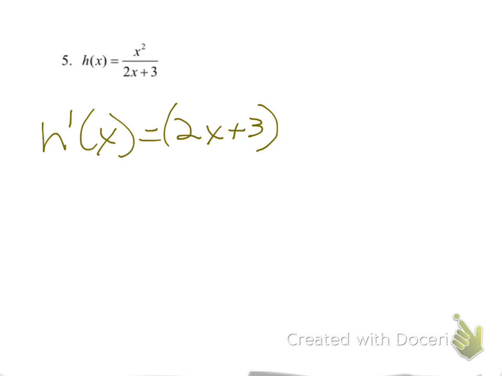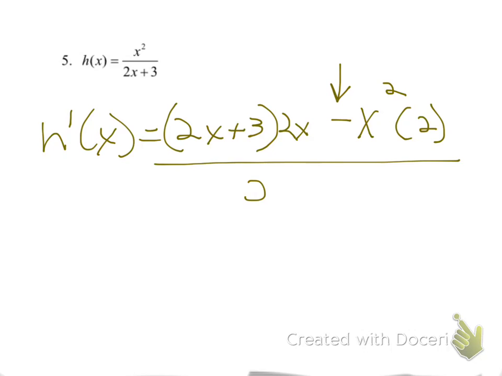put it in parentheses, you've got multiple terms, d high, minus, don't forget it's a minus, high d low, all over low squared.